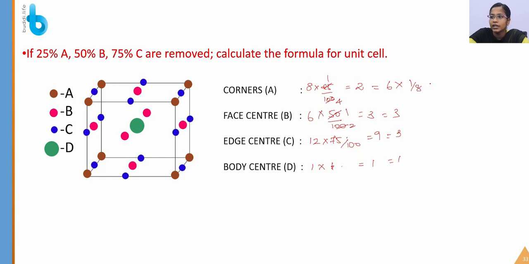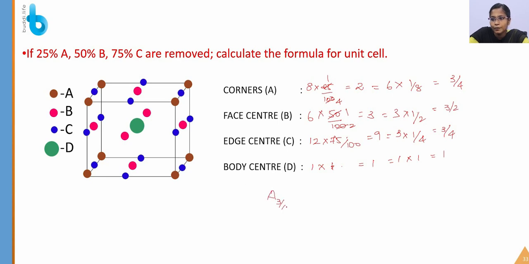8 into 1 by 8. Okay. So answer is 3 by 4. And then face center atoms contribution is 1 by 2. So answer is 3 by 2. And then edge center contribution is 1 by 4. So the answer is 3 by 4. Okay. And then the body center atoms contribution is 1. So with these values now we can write the formula.